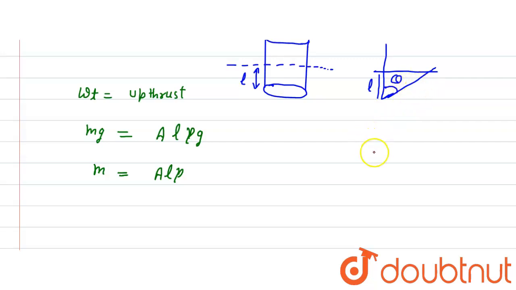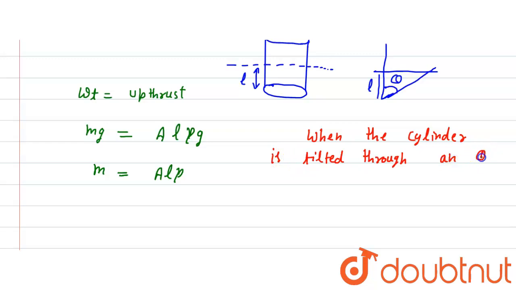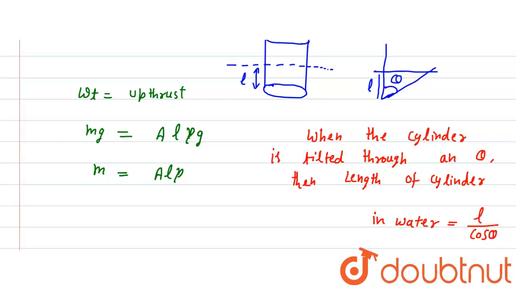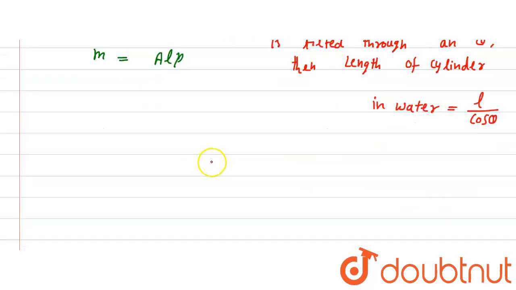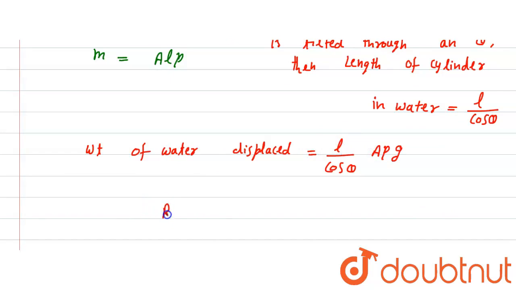When the cylinder is tilted through an angle theta, the length of the cylinder in water is L divided by cos theta. So the weight of water displaced is equal to L A rho g upon cos theta.